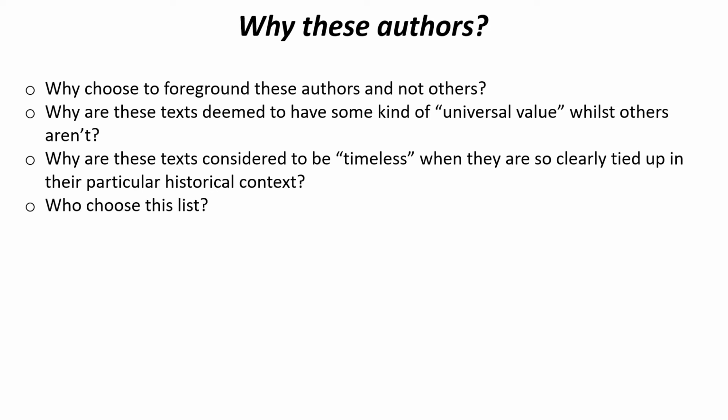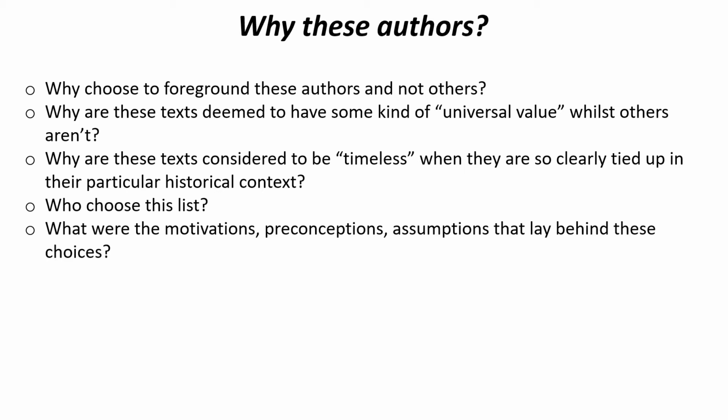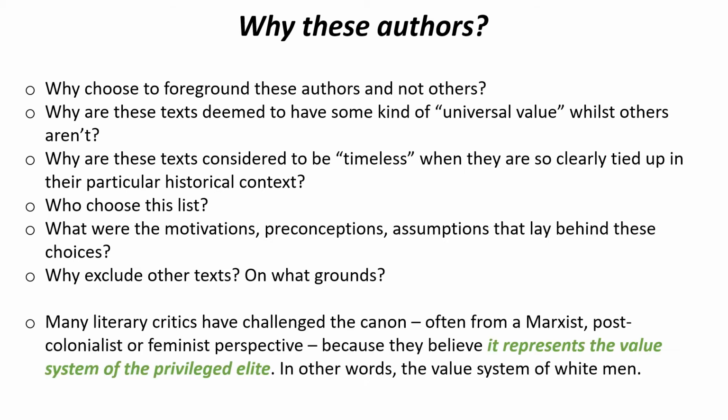And who chose this list of texts? Where did this list come from? And what were the motivations, the preconceptions, the assumptions that lay behind these choices? And why choose these texts and exclude other texts? On what grounds has that decision been made? Well, this is, I suppose, what we call a literary canon.